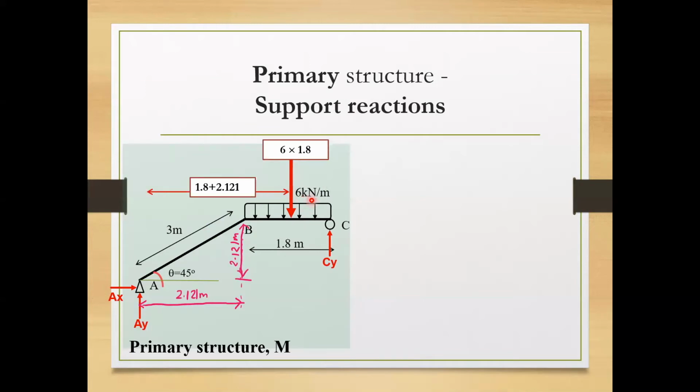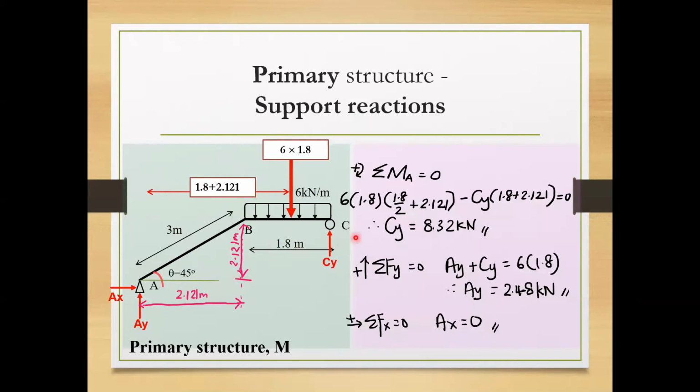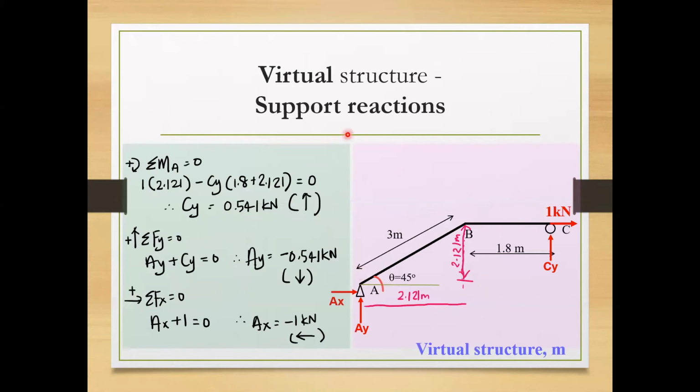It is to note that the UDL 6 kN per meter can be represented by a resultant. This resultant force can be calculated from the area of the rectangular load, which is 6 multiplied by 1.8, and the distance to A is 1.8 plus 2.121 meter. This is how I determine the CY, AY, and AX by using the equilibrium equations. Similar process can be applied to determine the support reactions for virtual structure with the virtual load acting at C horizontally.